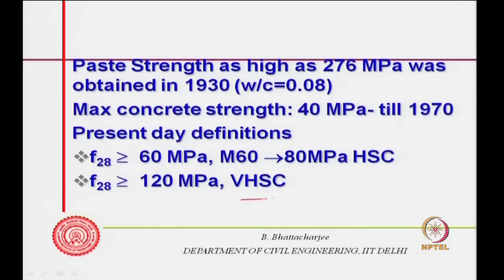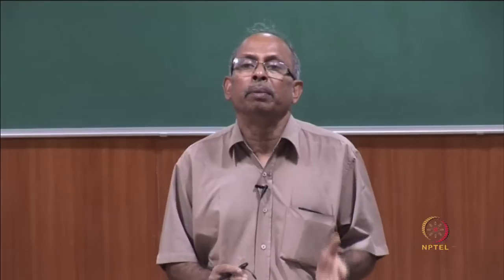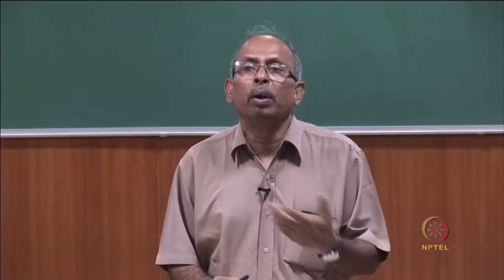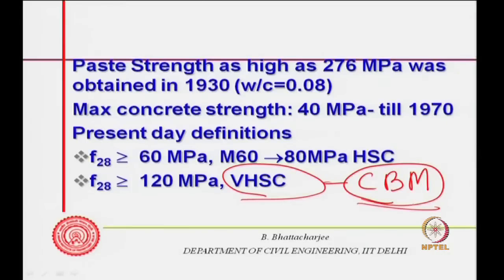But many of these systems tend to become cement based material, I will call it cement based matrices, CBM, because some of the ingredients of concrete may not be there. In some concrete, for example, very high strength concrete system, you may not have coarse aggregate. So, it is actually cement based matrices or cement based composite or whatever you call it. So, that is the kind of definition we have today as far as high strength concrete is concerned.